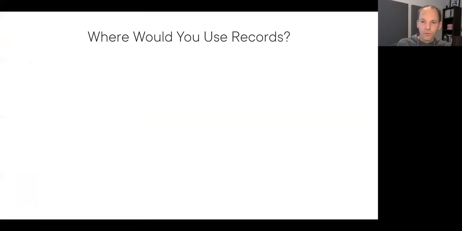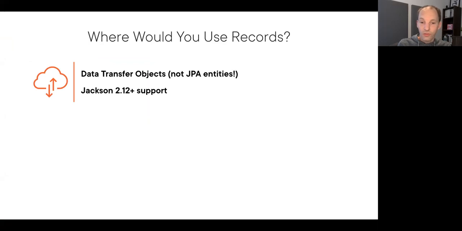Now, where would you typically use records? I think DTOs, so data transfer objects, are a pretty obvious place where this can be really nicely applied. So, for example, in your APIs, where you have classes that represent a JSON that you want to serialize or deserialize. Jackson 2.12 has support for serializing and deserializing records, so that's already possible. Some people are also wondering, can I use records for JPA entities? And that's not really possible because these entities are assumed to be mutable, and there are some other restrictions there. So they're not a great fit for that. But data transfer objects and as part of your API definitions, definitely.